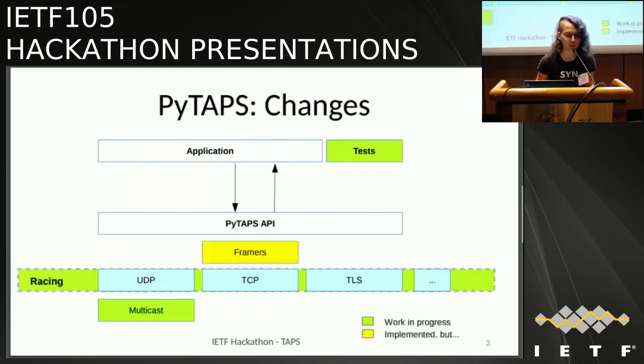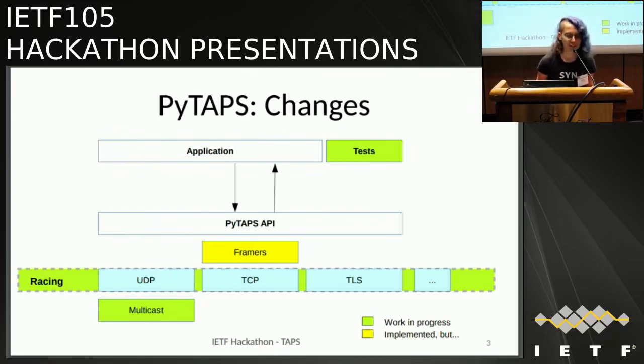Now, in our PyTAPS implementation, we added a few things here at the hackathon. We have tests now, and we worked on racing between different transport protocols. Of course, those are not really equivalent, but if we have transport protocols that provide the same features, then we can try them at the same time and go happy eyeballs on them. We are working on that right now. Also, we are working on getting multicast to work, which is work in progress.